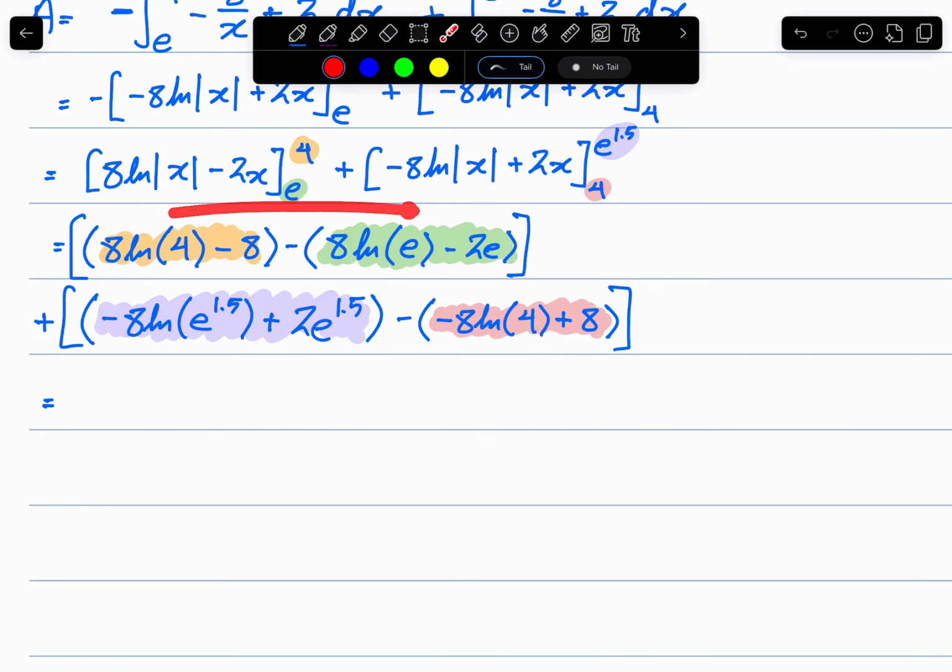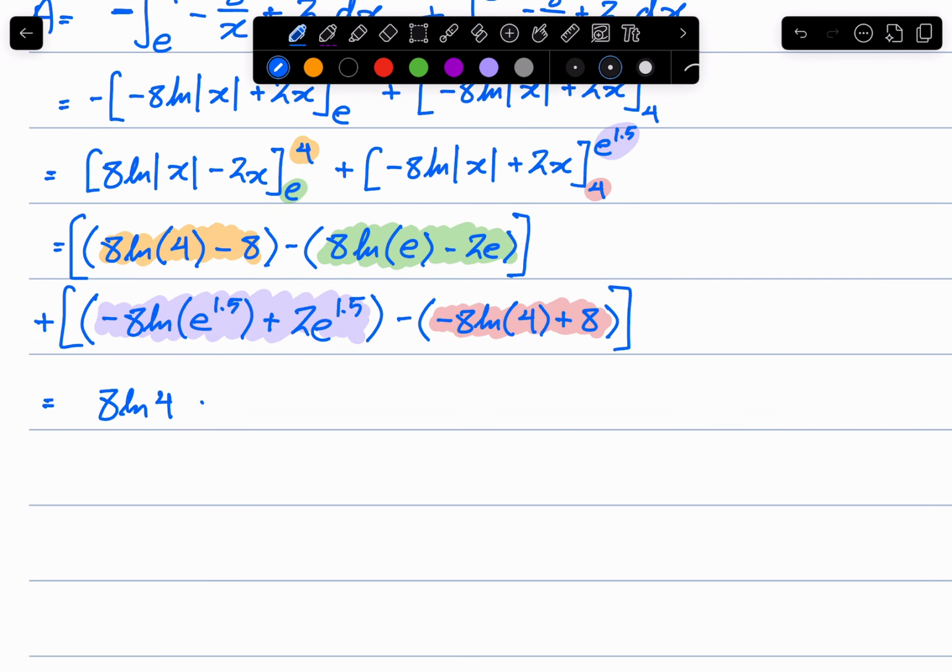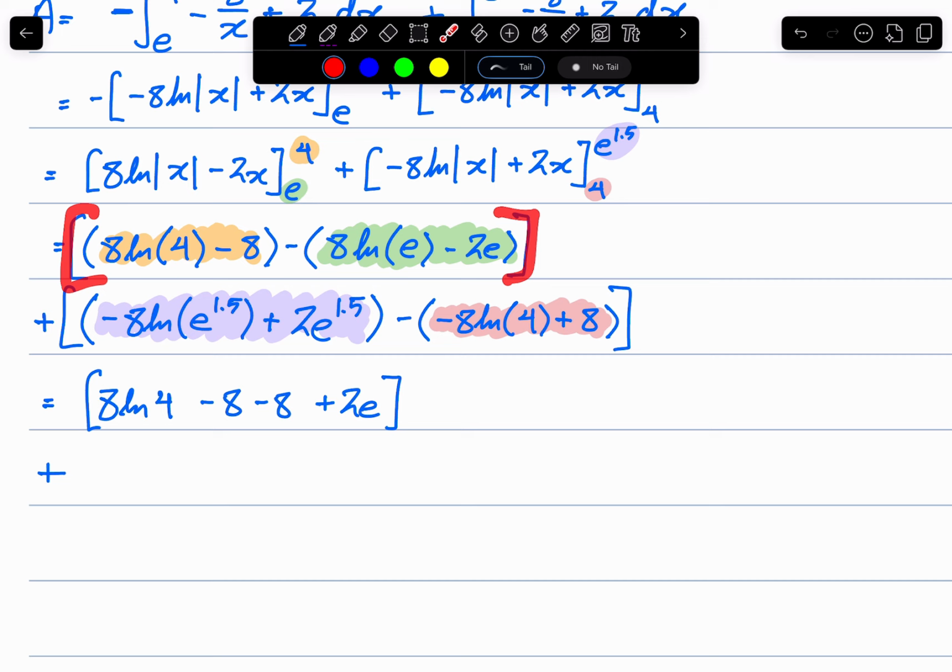I'm now going to simplify the orange and green. 8 ln 4 remains as 8 ln 4. This minus 8 stays as it is, so minus 8. Minus, now think about this one. ln e, you can check your calculator, is just 1. So this just becomes minus 8. And this minus 2e becomes plus 2e. That is the first set of square brackets.